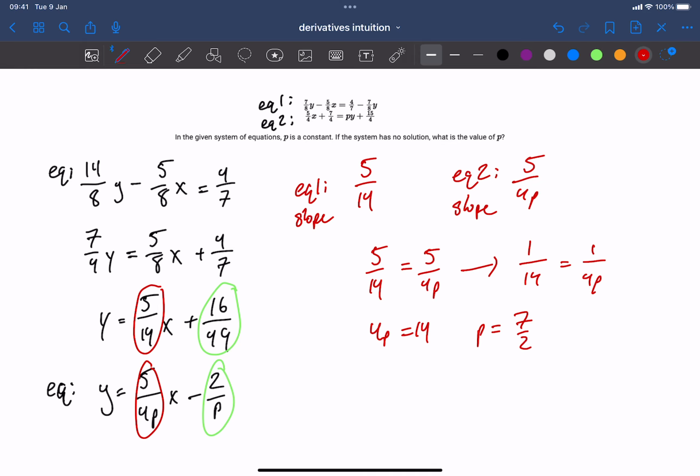So from what I erased earlier, there were two statements that had to be true. A, the slopes had to be the same, and B, the intercepts had to be different. So we can check that since there's a p here. We have to make sure to check it. If they do equal, then this system has an infinite amount of solutions since the lines overlap and they're the same line. So we can check 16/49 equals -2 over 7/2.